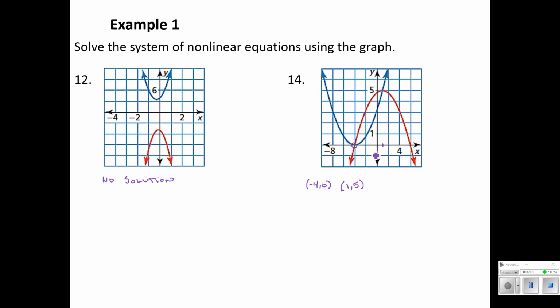That's kind of sneaky on their part. You notice that the x-axis is counting by 2s, and the y-axis is counting by 1s. So this point right here, it looks like it should be 1/2, 5, but it's actually 1, 5. I like that. That's good.